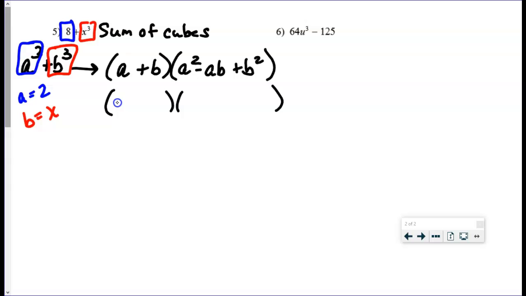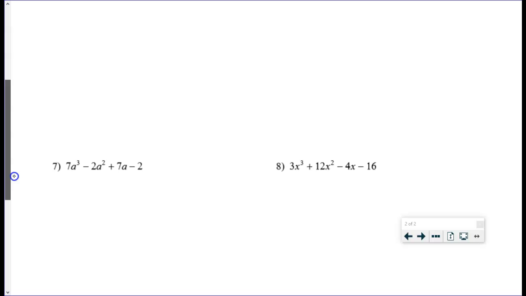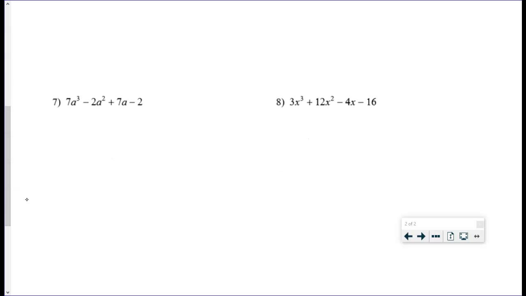But if I keep this exactly in this order, the a is a 2, so 2 plus x. And then a squared would be 2 times 2, so 4. And then you're going to subtract a times b, so subtract 2x, and then add b squared, so x squared would be the last term. What I like about the cubic pattern is that once you use it, you are done. There's never going to be any further factoring. In this remediation page, you're going to see some comparable cubic pattern factoring ones. I don't want to do any more for you because there's only, I think, 1 more on your paper.